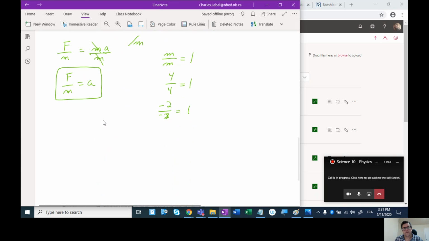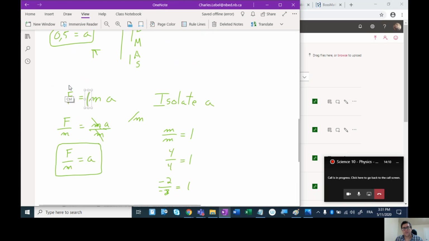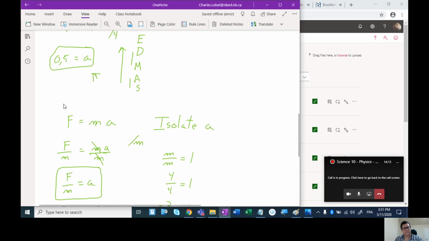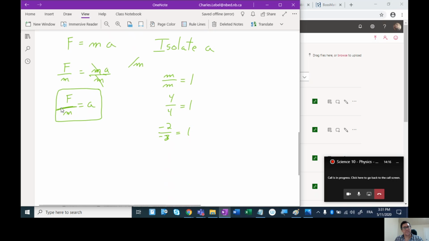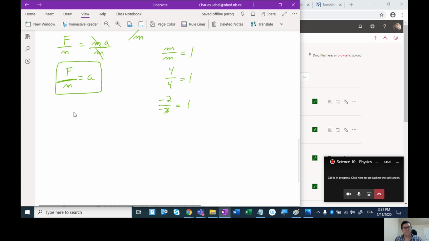If you increase the force here by 2 times, what happens to A? So say you had 1 divided by 1, then A would be 1. But if this becomes 2, then this becomes 2. So 2 times also. If you increase what's on top of the fraction, you also increase that number, like we just did.